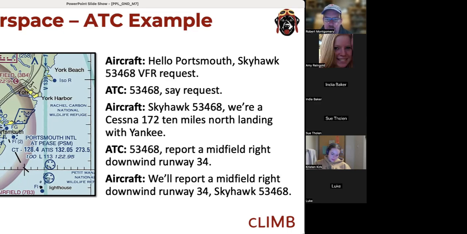And so they come back, 53468, say request, and you come in there and you say, hey, Sky 53468, we're Cessna 172, 10 miles north, landing with Yankee. Right, remember, because we were landing or taking off from the airport, we would probably go get that ATIS, the automatic terminal information system that we talked about a couple of weeks ago, right? And so here we're just saying that we have it, and they'll come back with an instruction.